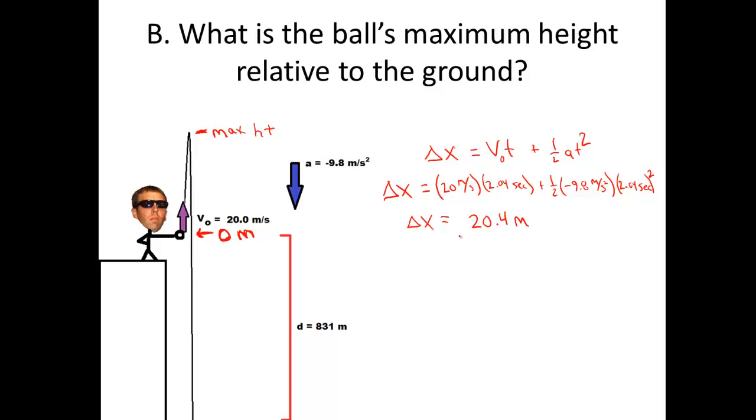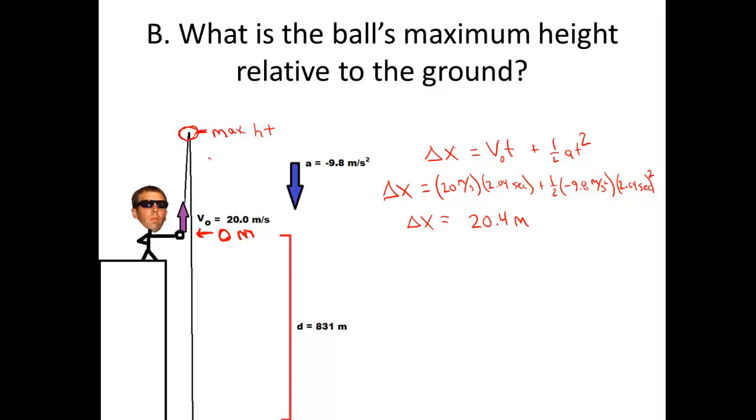But please reread the question and notice that we want the ball's maximum height relative to the ground. The height that I've just solved for is the height relative to the height that Mr. Wilson initially threw the ball, meaning that if you look where I'm highlighting where the ball's at, the ball has gone 20.4 meters to reach this height right here.